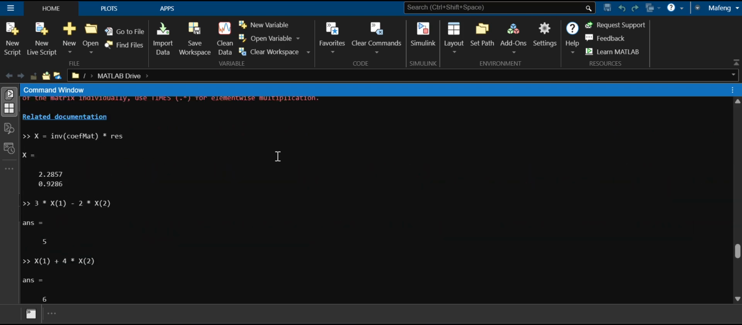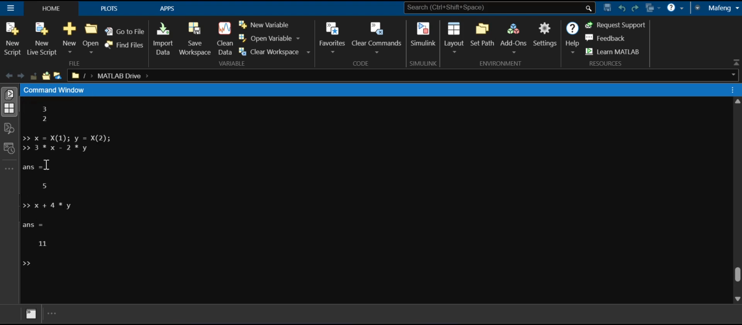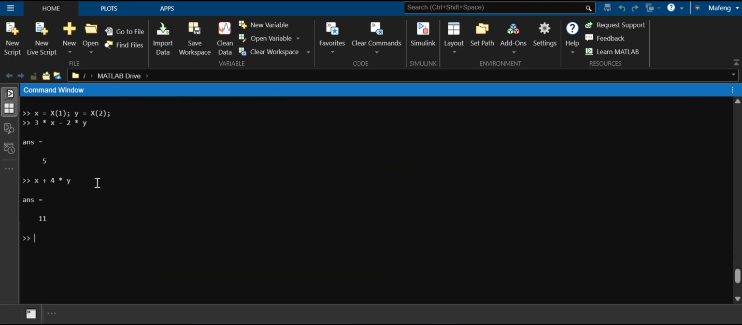Okay, so thank you very much. So you can solve simultaneous equations like using Cramer's rule, but you just do it very simply using the MATLAB functions, multiplication and the inverse function.